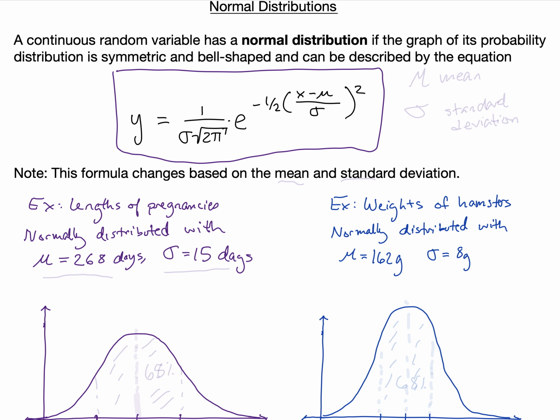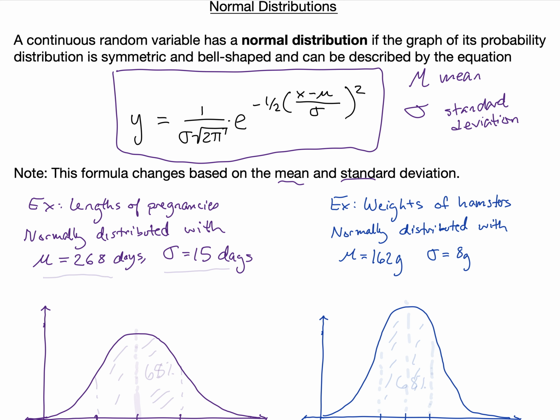This formula is a little intense. We won't really be using it directly, but one thing I wanted to point out is that this formula just changes based on the mean and the standard deviation. Mu is the mean and sigma is the standard deviation. Recall that the mean is the center of the distribution and the standard deviation is the amount that the data is spread out. If sigma is large, then the data is more spread out. If sigma is small, then the data is packed more close together.